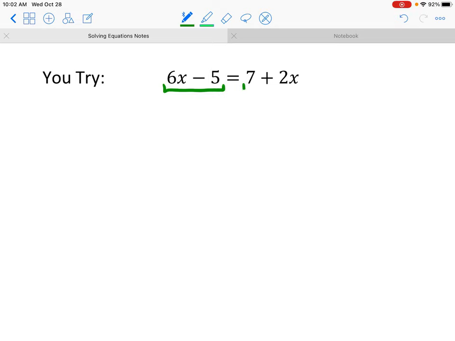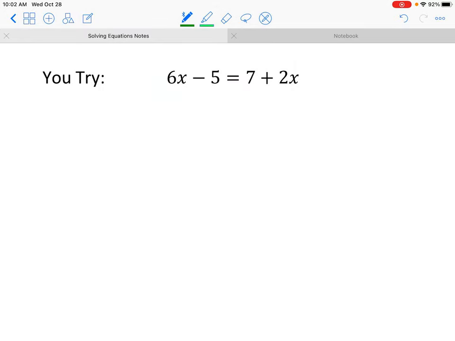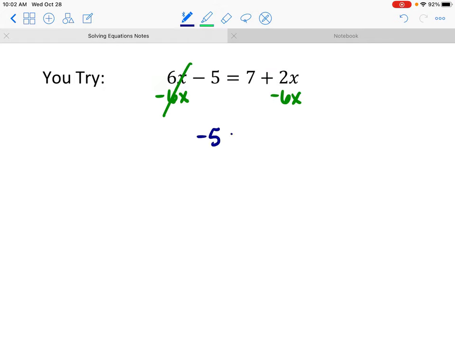No simplifying here, no simplifying here, but I do have variables on both sides. It doesn't matter which variables you move, just so you can see. I normally take the letters to the left, but if I wanted to move the positive 6x here, I could do that by subtracting 6x from both sides. That would cancel those guys. So that would leave me negative 5 equal to 7 comes down, and then 2 minus 6 is going to give me negative 4 in front of the x, and then I'm ready to solve from here.